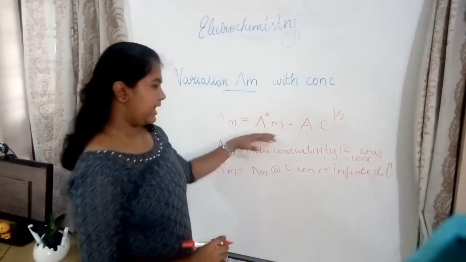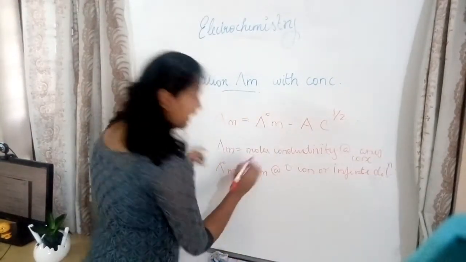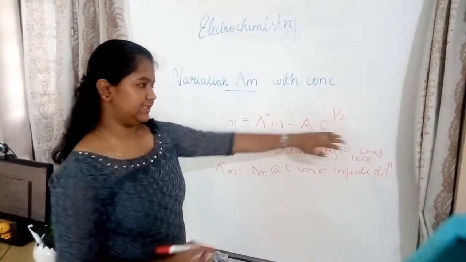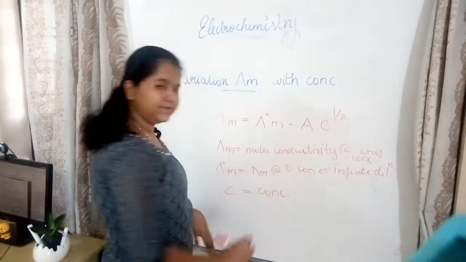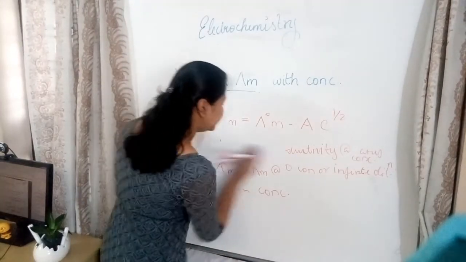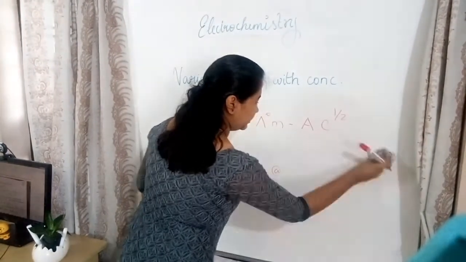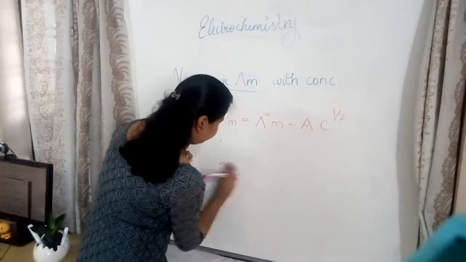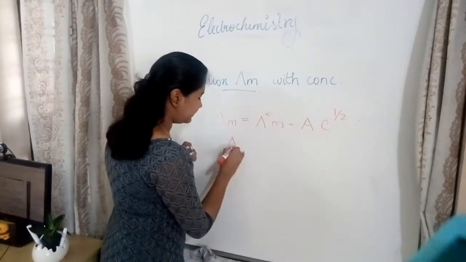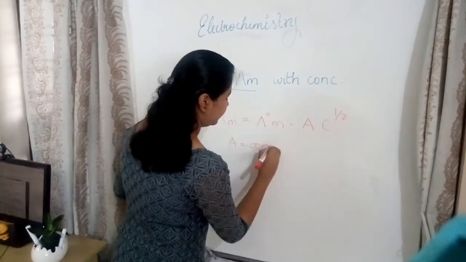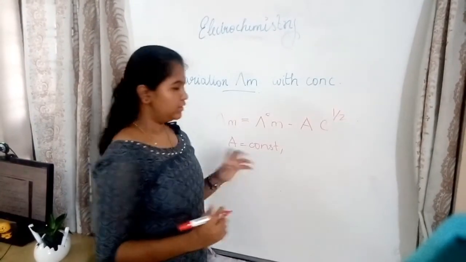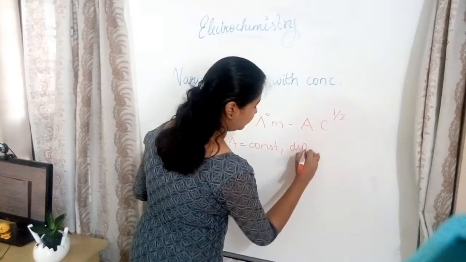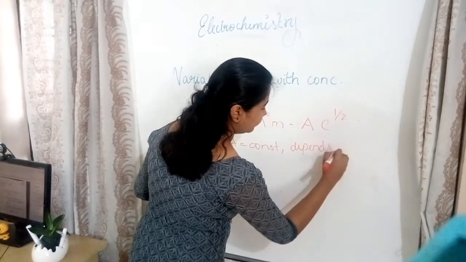So that is this. Now A, I'll talk about A later. Let's see. C is the concentration of the solution. Now we have to see about the constant A. So A is a constant. This constant depends upon the electrolytic solution. So what does it depend on?